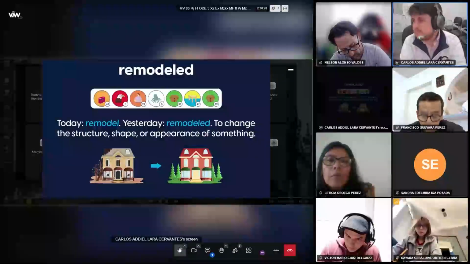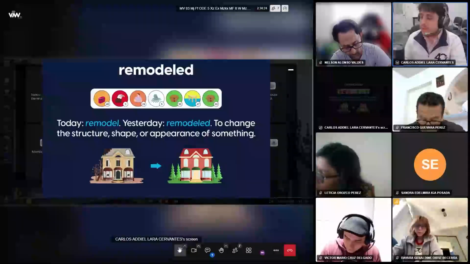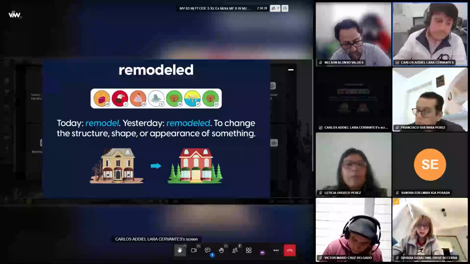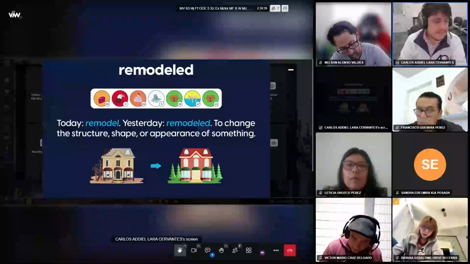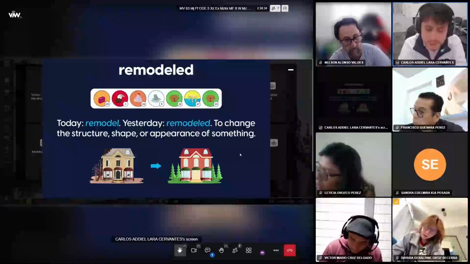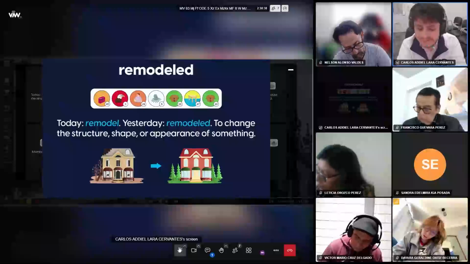Remodel is when it is necessary to change the appearance to make something look new again. Here we can see the example of a remodeled house. You can remodel a house, you can remodel a car, many things.